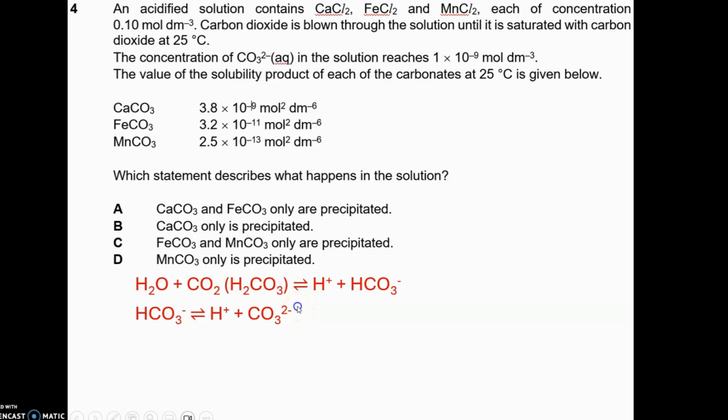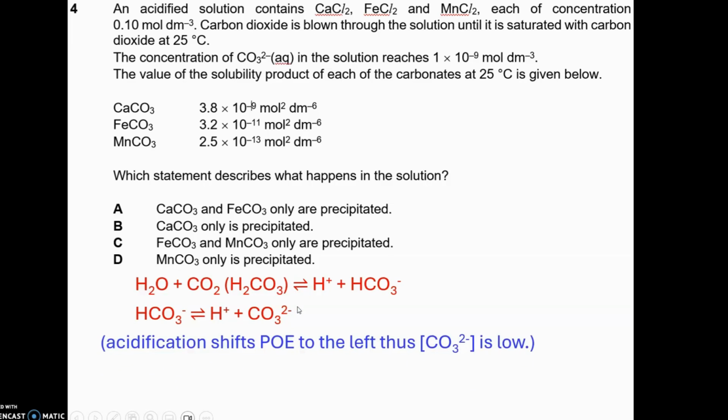And by Le Chatelier's principle, it predicts that when there is a significant concentration of acid, it is going to shift the positions of both equilibria to the left, thus giving us a low concentration of carbonate ions, which is important because if your carbonate ion concentration is too high, all the carbonates, which is calcium, iron, and manganese, will precipitate out at the same time.